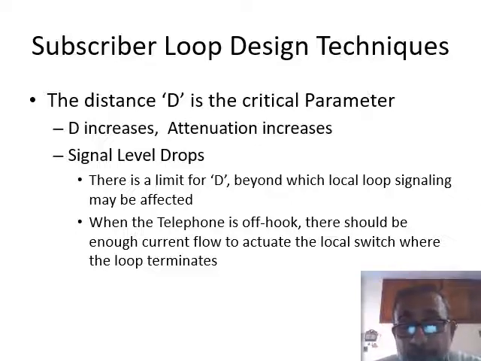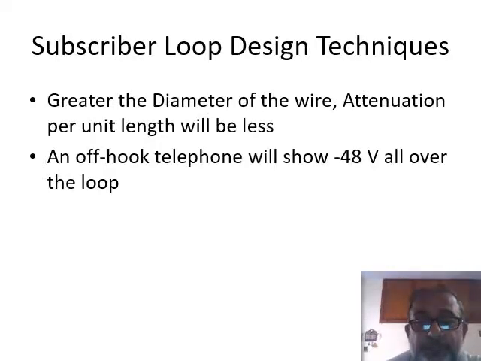When the telephone is off hook, there should be enough current flow to actuate the local switch where the loop terminates, so that it is able to understand what telephone number is being called, so that its DTMF receiver or the pulse receiver should understand the number dialed. Now, the greater the diameter of the wire, the less the attenuation per unit length would be. An off-hook telephone exchange will always show minus 48 volts all over the loop.